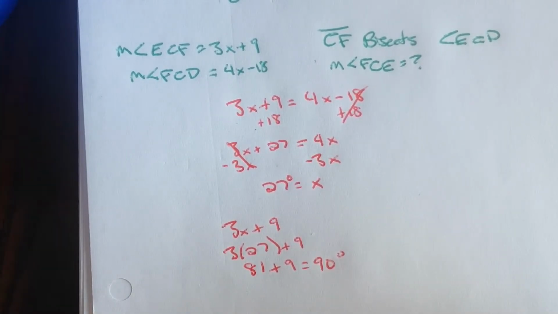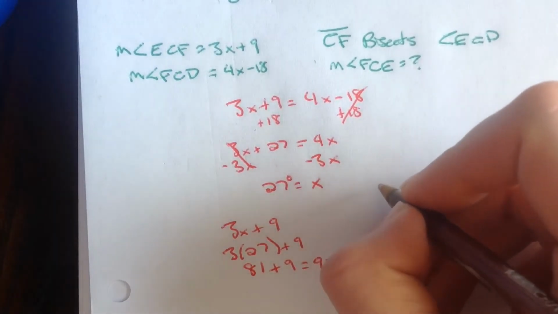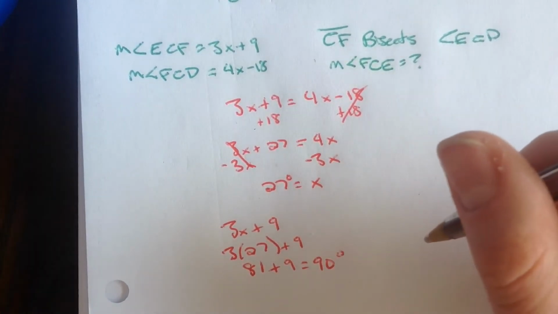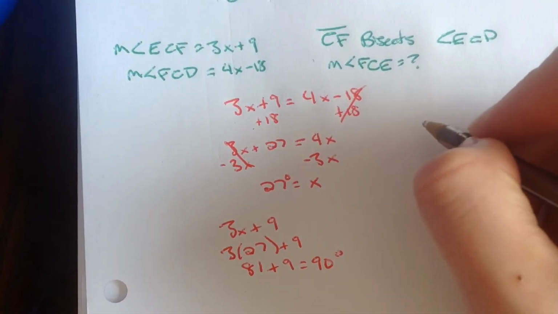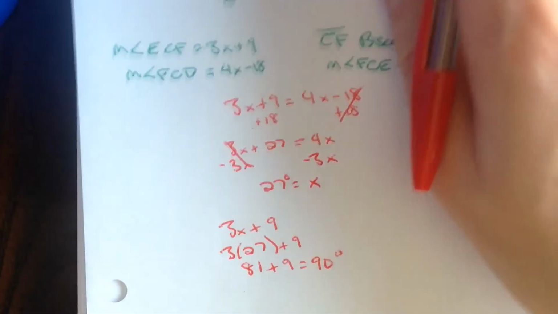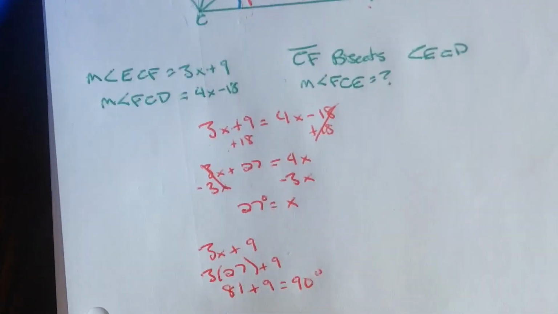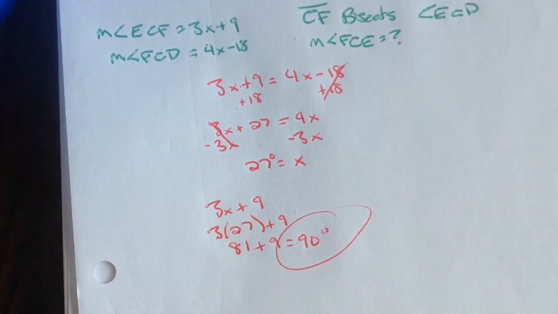So this whole thing forms a 90-degree angle. Or in other words, 4x minus 18, 4 times 27 minus 18, also gives me 90 degrees. So this angle itself is a 90-degree angle. This isn't quite drawn to scale, but this scenario would be matched if x was equal to 27 and our whole angle was equal to 90.